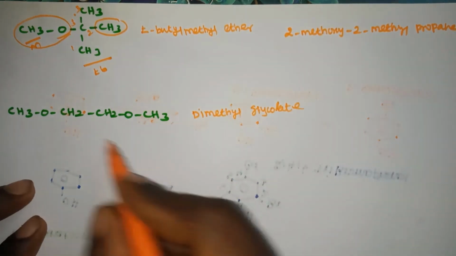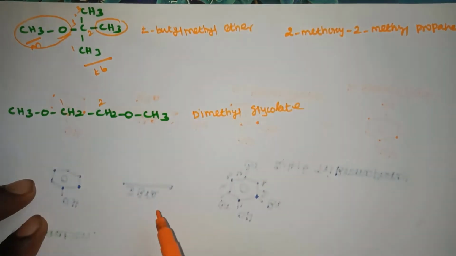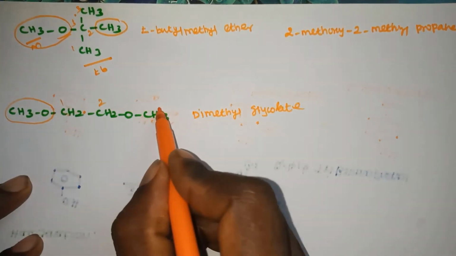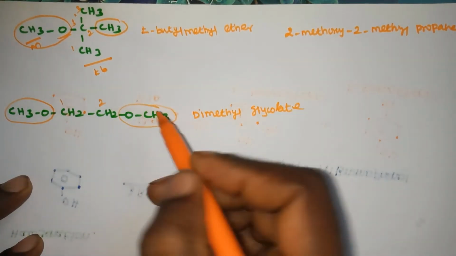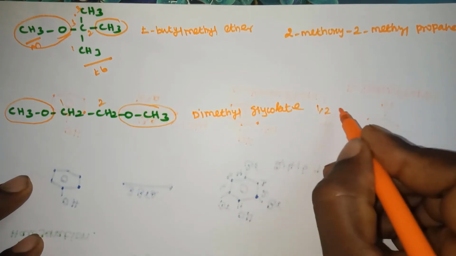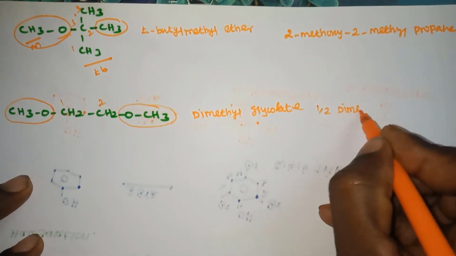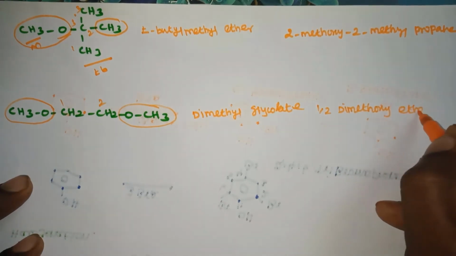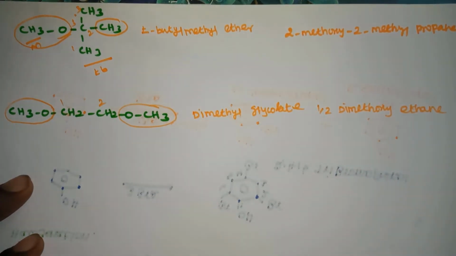IUPAC name of this compound is 1, 2. That means in one position one methoxy group is present, and in second position another methoxy group is present. So 1, 2-dimethoxy ethane is the IUPAC name of dimethyl glycolate.